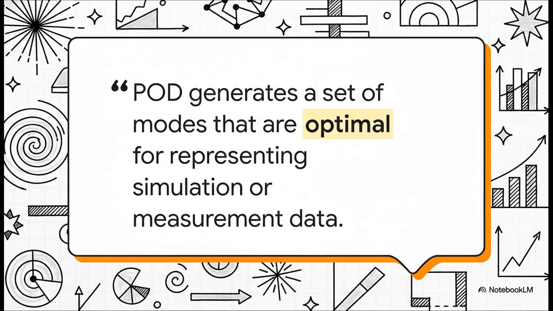I'm saying this again because it's so important. Look at the screen. The key word here is optimal. ये कोई random modes नहीं है, okay? Mathematically speaking, these are the absolute best modes you could possibly find to describe your system. They pack the most punch, capturing the maximum energy with the fewest modes possible. It's efficiency at its best.